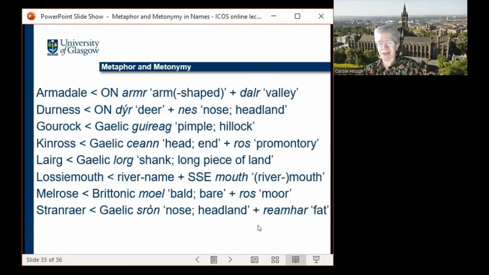So here are some of the examples we looked at in the first part of my talk. I've taken out the ones that aren't settlement names. We discussed them earlier as examples of metaphor. Now we can see that they are also examples of metonymy.